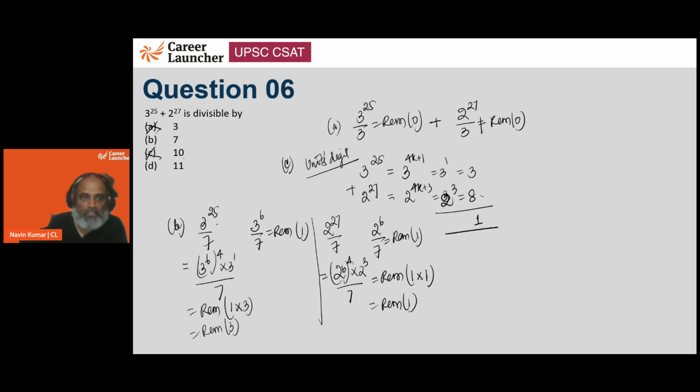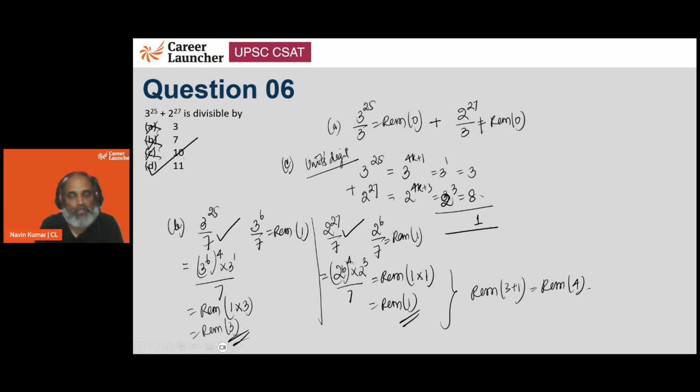Now we are asked to add these two. In other words, we are supposed to add 3 and 1. If we add them, we will get the remainder as 3 plus 1, which is going to be 4. So it's definitely not divisible by 7. So only D has to be the one that makes sense, right?